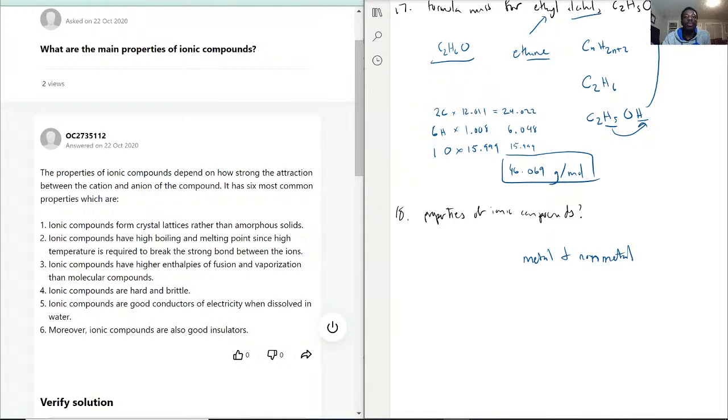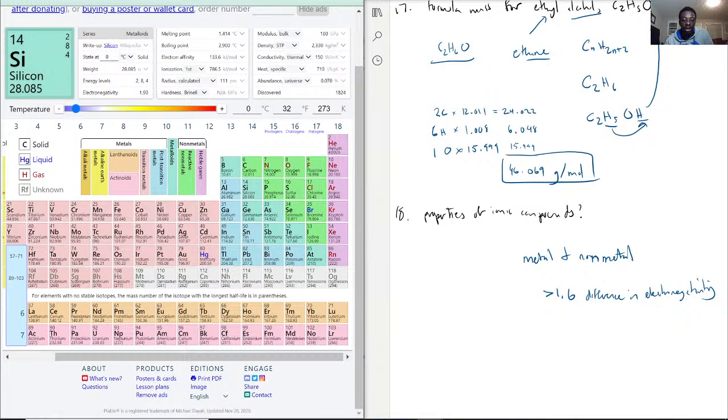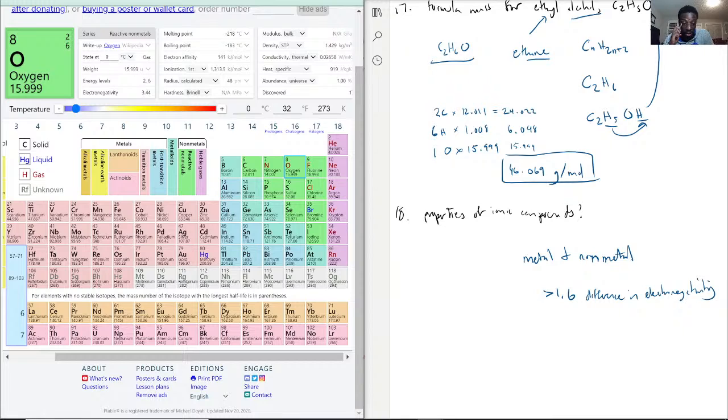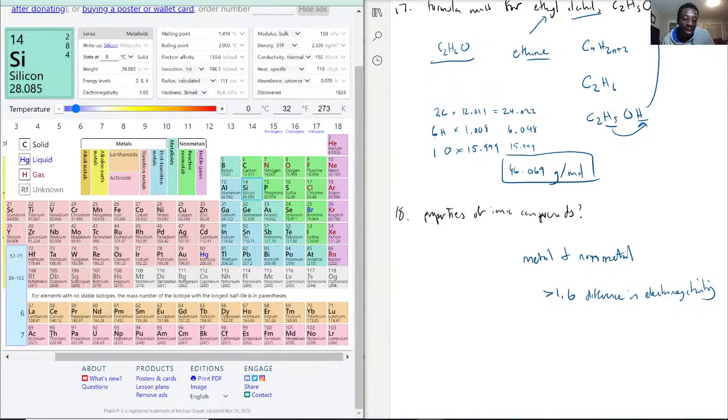Or has typically at least an electronegativity difference between the metal and non-metal that is typically greater than 1.6. Because sometimes we're dealing with trickier things here, where it's like silicon bonded with oxygen, and silicon is technically like a metalloid, and that one skates the line of whether it's an ionic bond or not.